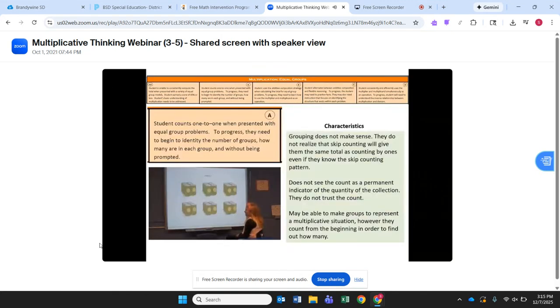So right now we're going to go through what level A is. And level A, if you remember from a few slides ago, represents some type of counting by ones. It says the student counts 1 to 1 when presented with an equal groups problem. To progress, they need to begin to identify the number of groups and how many are in each group without being prompted.